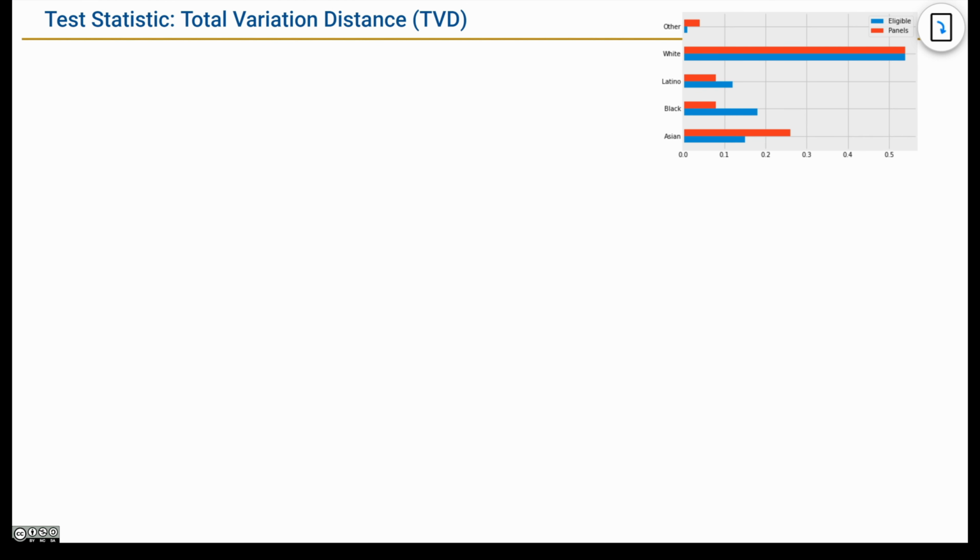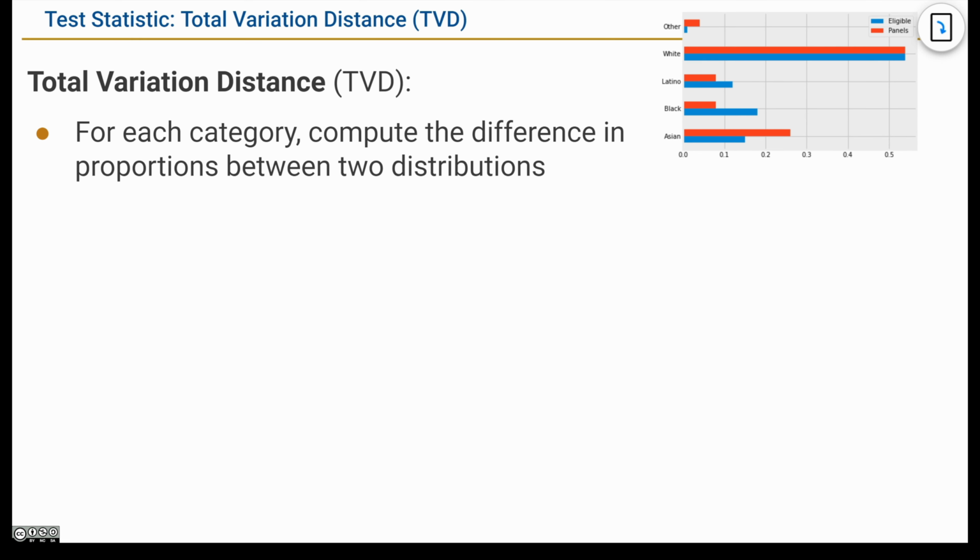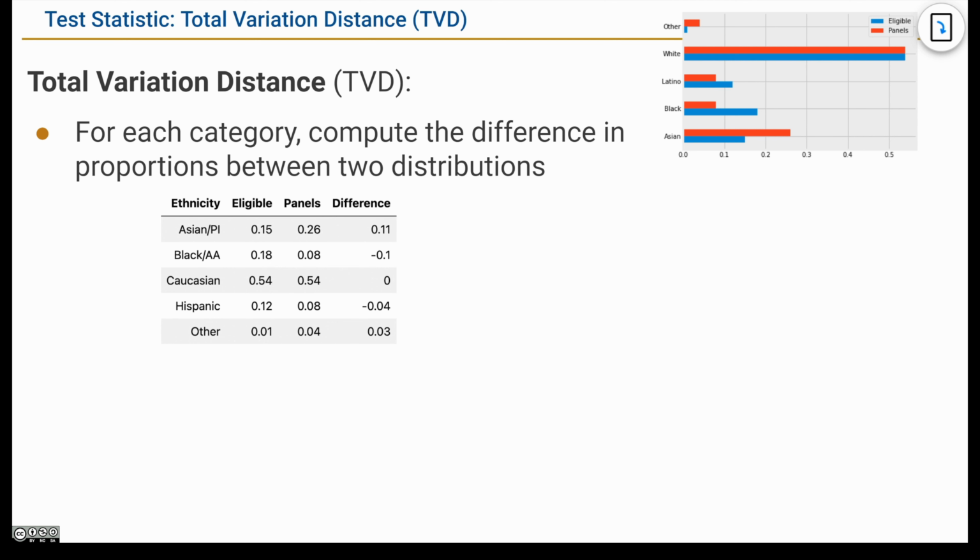So how do you calculate TVD? In general, for each category, you compute the difference in proportions between the two distributions. So here, if I look at each category, I'm doing eligible minus, nope, I went the other way. And we'll see why the direction doesn't matter in a minute. But I did panels minus eligible to get 11%. Here there's a negative 10%. Here there's 0, etc. So that's how we start.